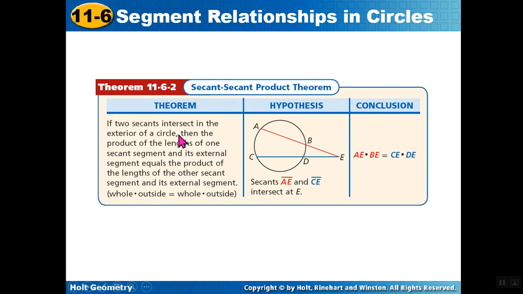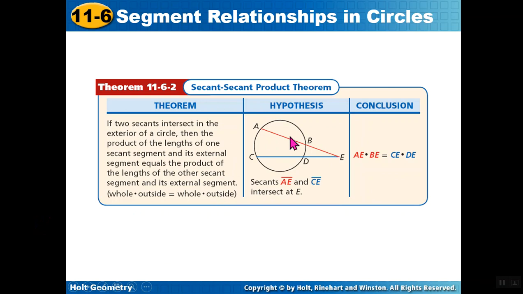Then the product of the lengths of one secant segment and its external segment equals the product of the lengths of the other secant segment and its external segment. Simply, it means that the whole times the outside equals the whole times the outside.